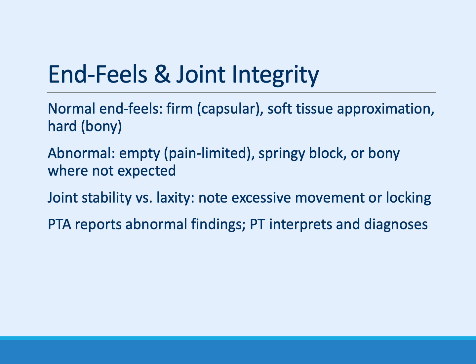Touching back on end feels, remember that those describe the quality of resistance that you feel as you move the joint to the end of its available range. And so if we don't take a joint to the end of its range, we won't know end feel. So be careful about that information as well. Normal end feels, again, are going to be our firm capsular, such as shoulder external rotation or shoulder flexion. Our soft tissue approximation, like elbow flexion or hip flexion or knee flexion. And then our hard bony, like elbow extension.